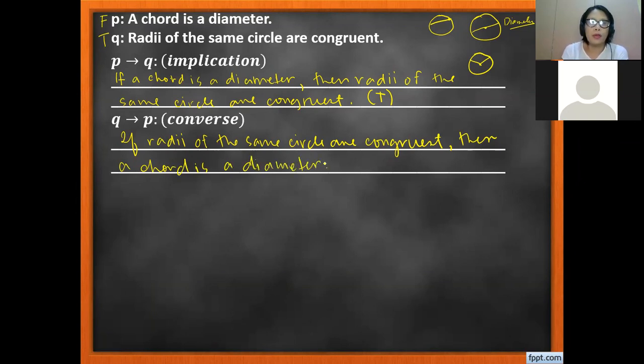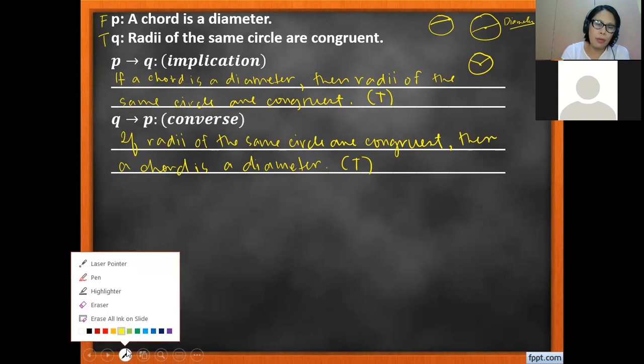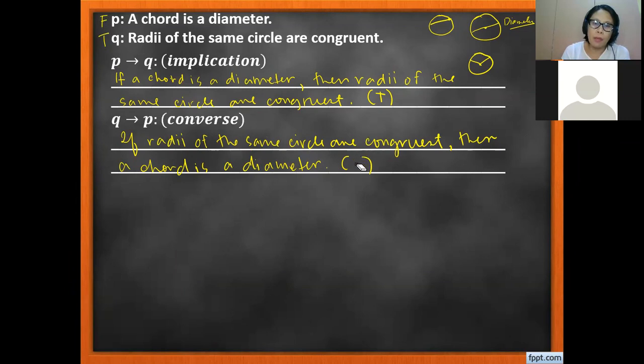And the truth value here is F, false, because QP is TF. Okay, so it should be false. So we have if Q then P as a false statement. So this is false. Okay, next.